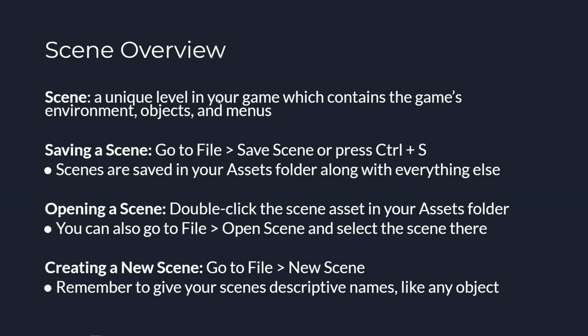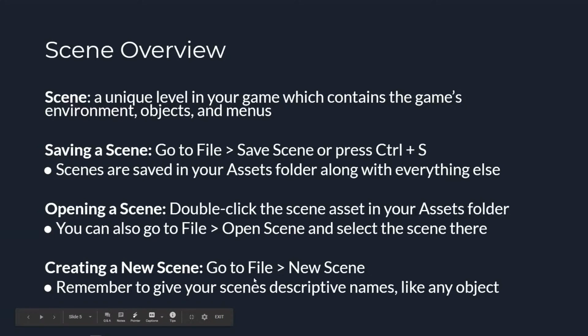So a scene is generally a unique level or portion of a level in your game that contains the game's environment, its objects, its menus, and so on. Notice I added that part about a portion of a level, perhaps. When you're creating scenes in your Unity interface, this is talking about saving them from the Unity editor. You go to File, Save Scene, or press Control-S. Scenes are saved in your Assets folder along with everything else. Now you can open a scene by double-clicking on the scene asset, File, Open Scene, and so on.